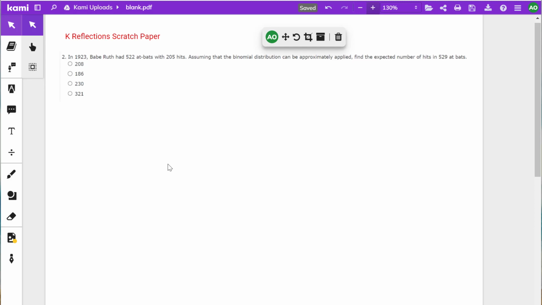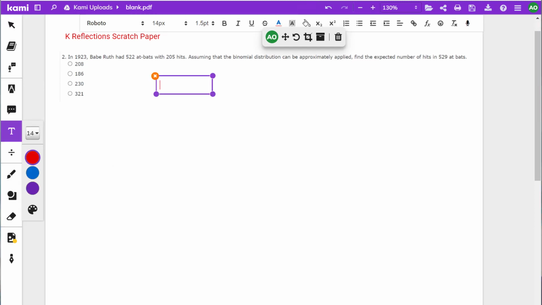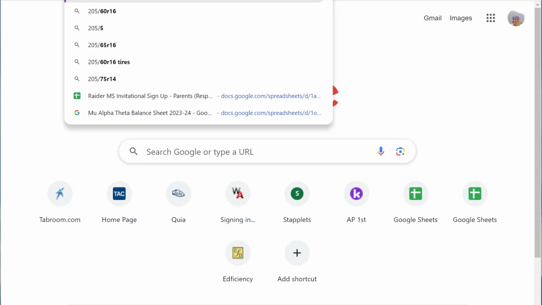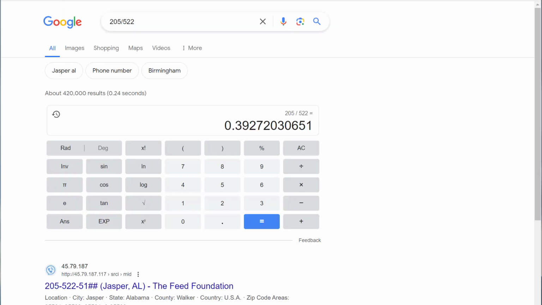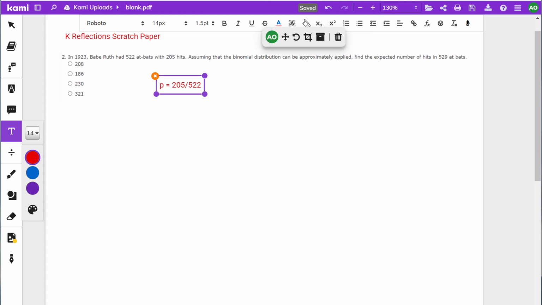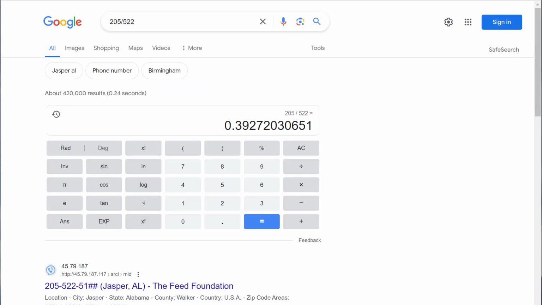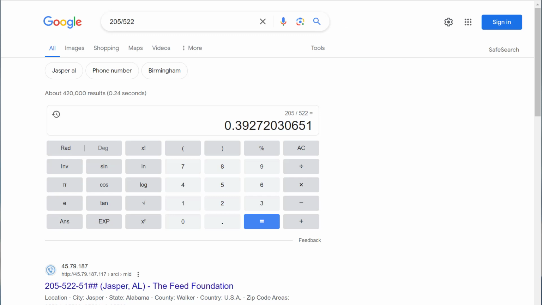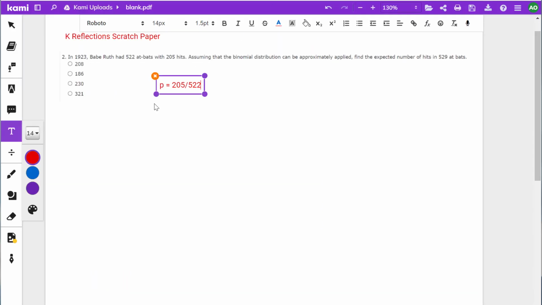Let's find out the proportion he actually hit. So the proportion he hit was 205 hits out of 522 at-bats, and I'm going to just use the Google calculator. 205 out of 522, make sure I did that right. Yep. 0.3927. Pretty sure after rounding. Yeah, 0.3927.